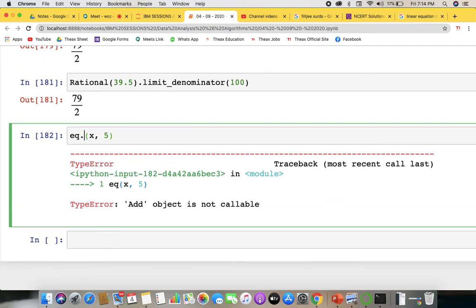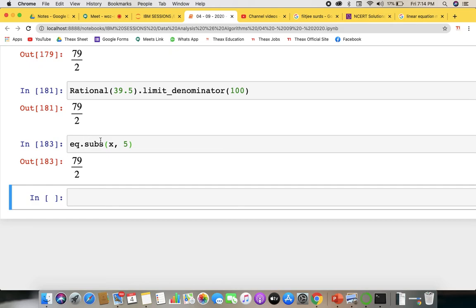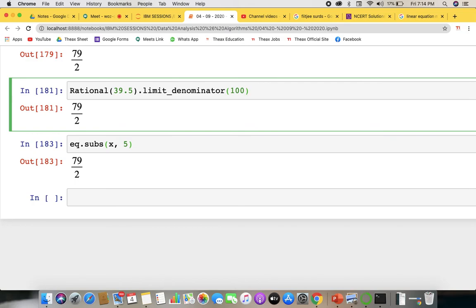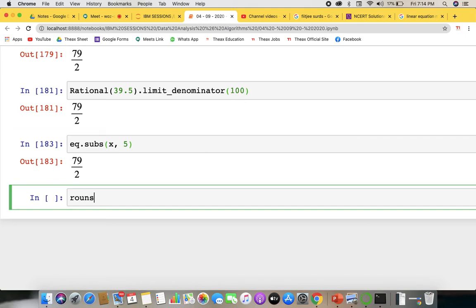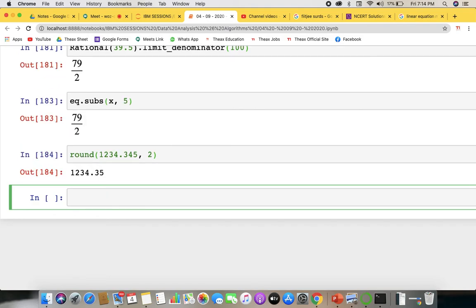Sir? Yeah. So what's the meaning of this 100 in the limit denominator function? This is like a round-off thing. If I say round of 1, 2, 3, 4.45 by 2, what will be the result? Rounding off with a 2. 1 to 3 point... Okay. 35. Got it?